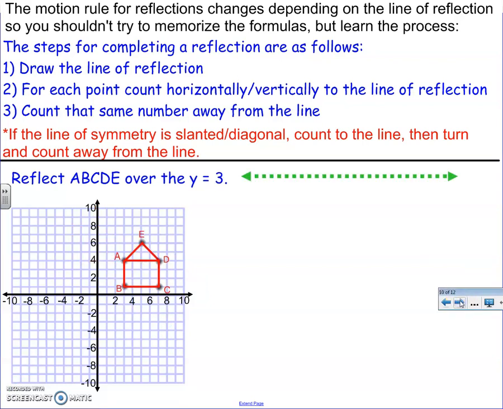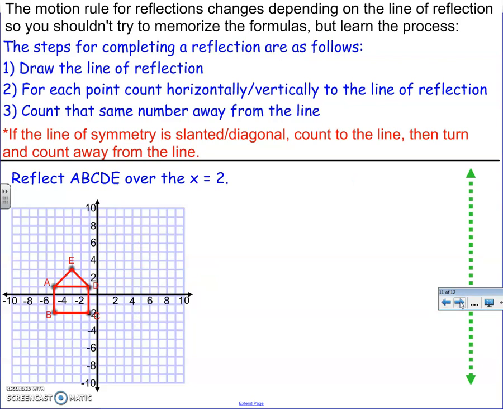Here's another one. Reflect this over the line y equals 3. So I draw my line y equals 3. Y is not allowed to change, constant. For A, I go down 1 again. Here's my new A prime. For B, up 1, 2, up 1, 2. That's my new B. For E, down 1, 2, 3, down 1, 2, 3. Here's E prime. C goes up 2, up 2. D goes down 1, down 1. All right, here's my picture. If you fold over that line of symmetry, it matches perfectly.